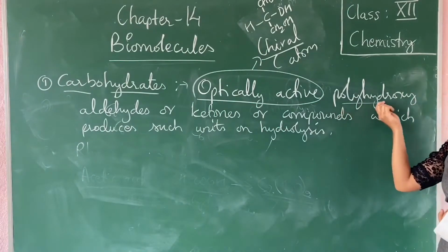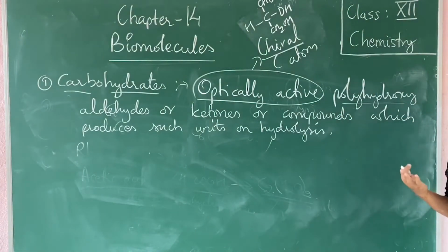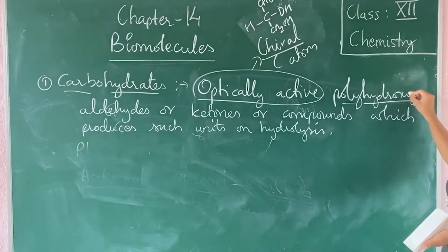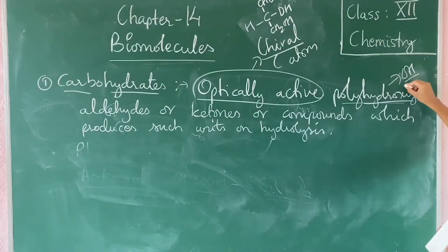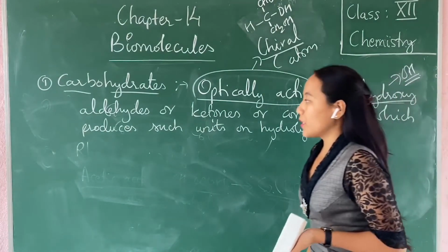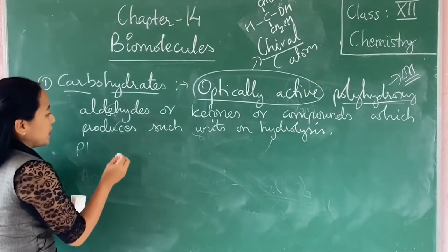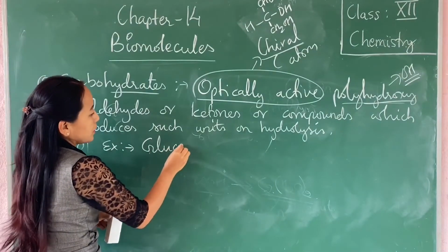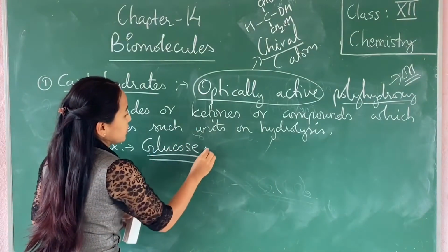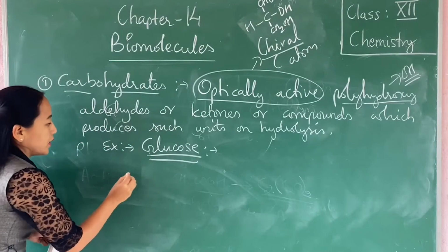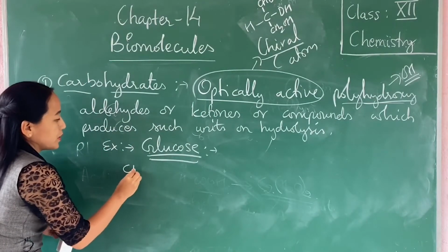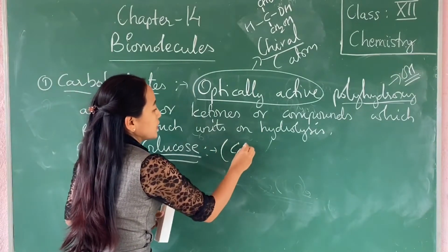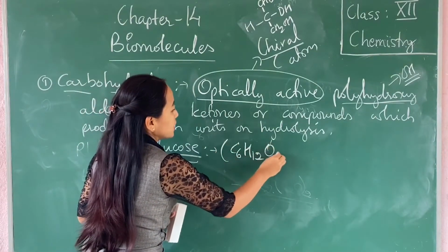Also, they contain polyhydroxy groups. Poly means many, so they contain many OH groups. Hydroxy group refers to the OH. Now let me give an example for this definition. Let's take again the most common example, glucose. Now let me write down the structure of glucose first. Glucose has an aldehyde group, CHO, and it has the molecular formula of C6H12O6.